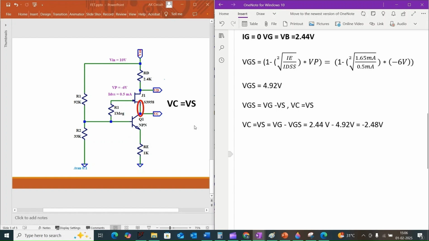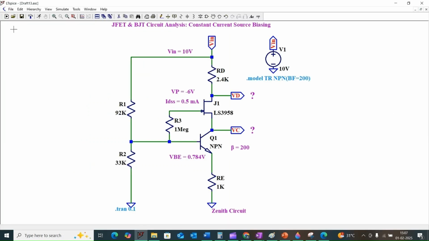We have successfully analyzed this JFET and BJT circuit, figured out the constant current biasing, and calculated the values of VD and VC. We found VD as 6.03 volt and VC as minus 2.48 volt. So let us verify in the simulation.